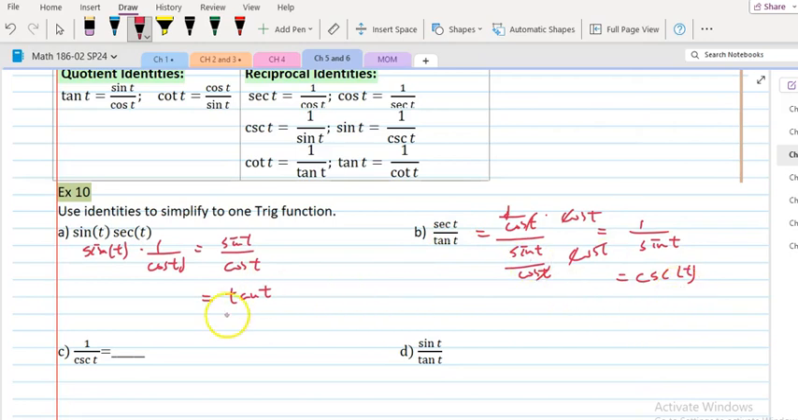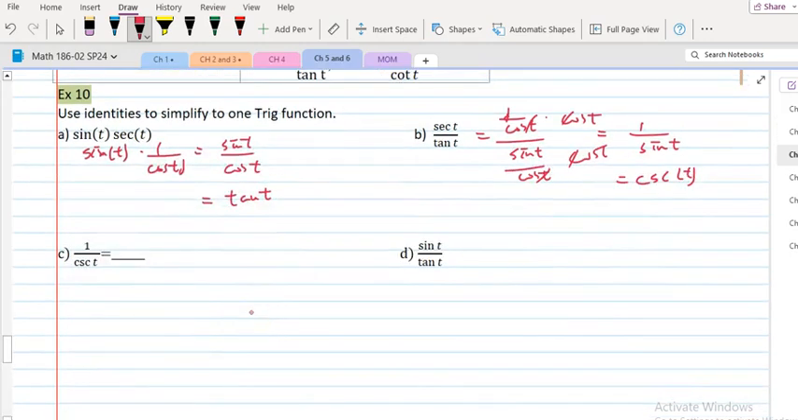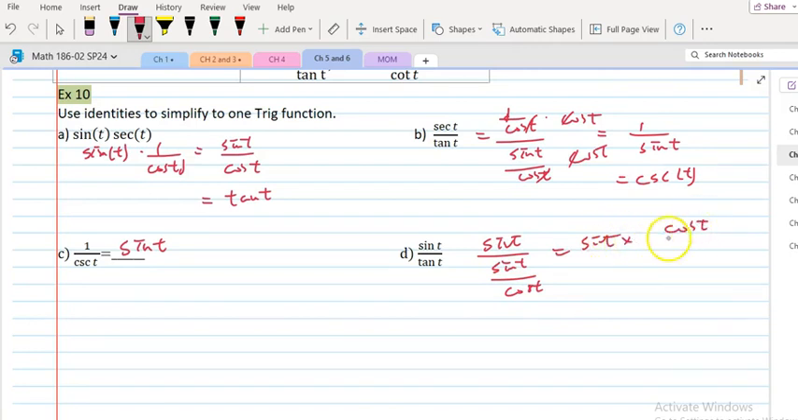Okay. What about 1 over secant t? What is the reciprocal of secant t? Well, that's actually cosine t by definition. What about sine t over tangent t? Sine t is sine t. Tangent t is sine t divided by cosine t, so it's sine t times cosine t over sine t, which is multiplying by the reciprocal. Sine t cancels, and that's equal to cosine t.